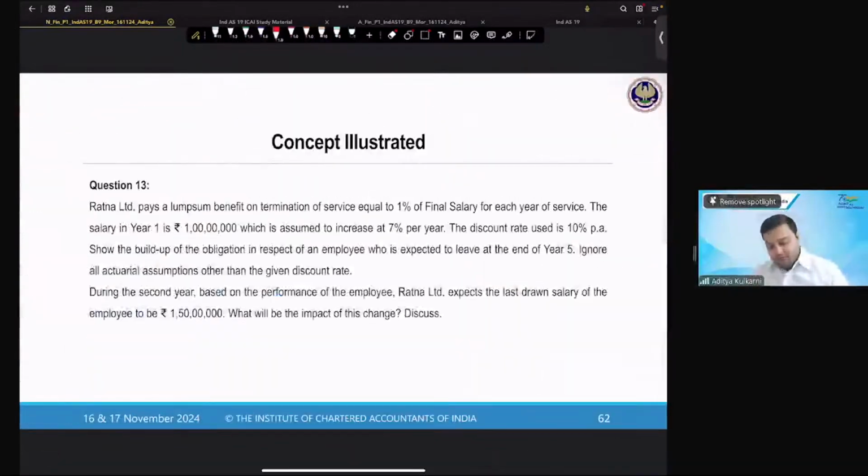Now let us come to question number 13. That is an additional question. Okay. See, I have basically this particular standard.